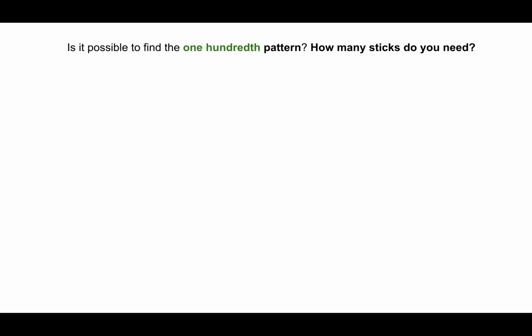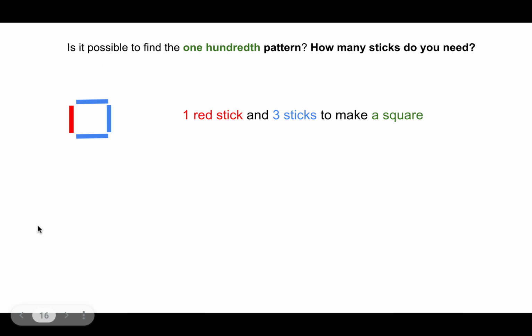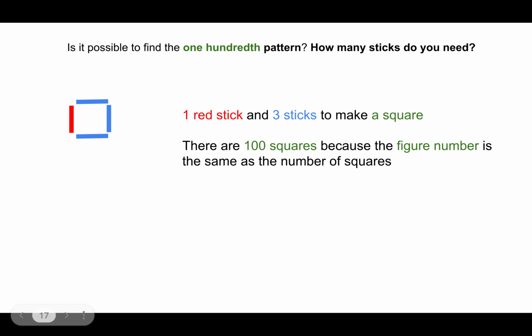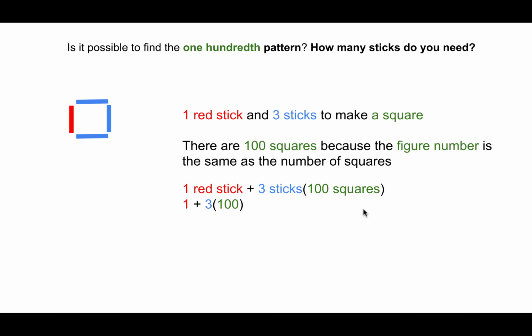Let's see if we can figure out the 100th pattern. Again, the same thing. I know to make 1 square, I need 1 red stick and 3 additional sticks. So for the 100th pattern, well, the 100th pattern is the same as 100 squares. So I can say 1 red stick plus my 3 sticks multiplied by 100 squares. So 3 multiplied by 100 is 300, and 300 plus 1 is 301 sticks. So I would need 301 sticks.